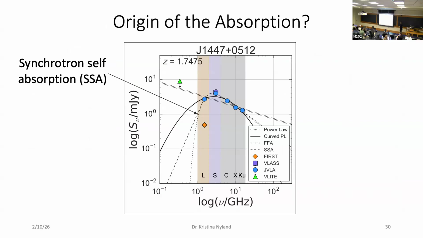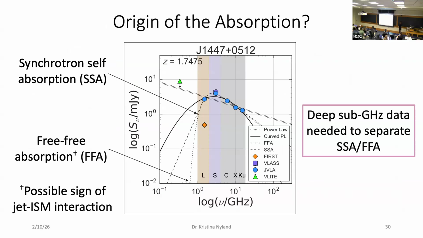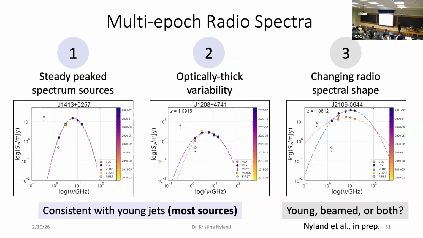All right, I'm going to skip the origin of the absorption for the moment. Let me tell you about the multi-epoch radio spectra. We did the initial multi-band follow-up that I just showed you, and we have a second epoch of multi-band VLA follow-up that we did to see if the spectral shapes were changing. A changing spectral shape, depending on how it's changing, can give you some important clues.